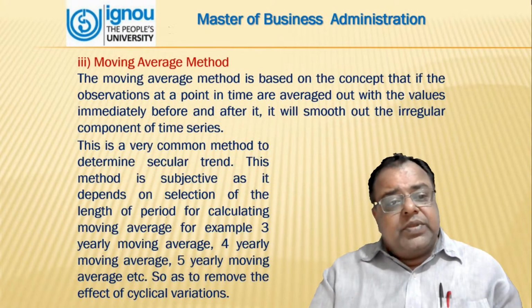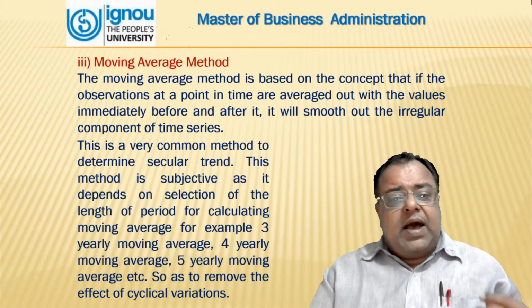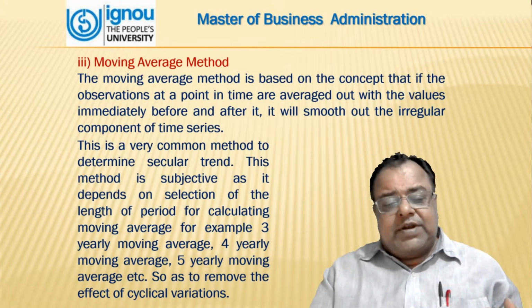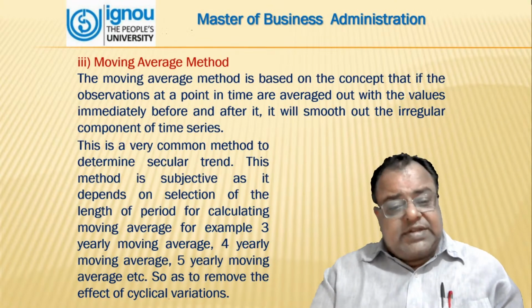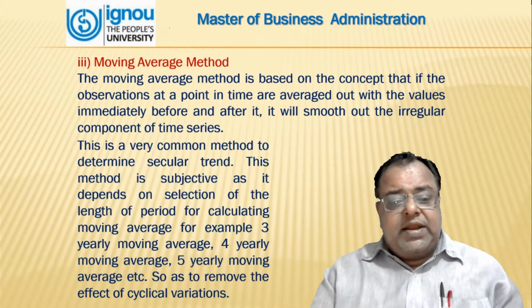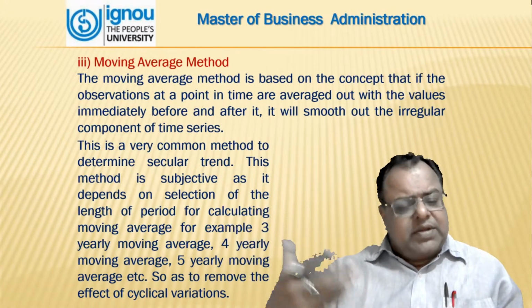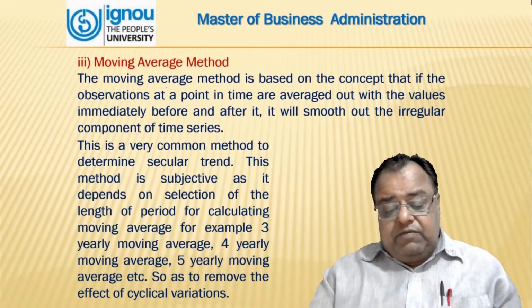Moving average method. This moving average method is based on the concept that if the observations at a point in time are averaged out with the values immediately before and after it, it will smooth out the irregular components of the time series. This is a very common method to determine secular trend. This method is subjective as it depends on the selection of the length of period for calculating the moving averages, for example, 3 years moving average or 4 years moving average, and so on, so as to remove the effect of cyclic variations.